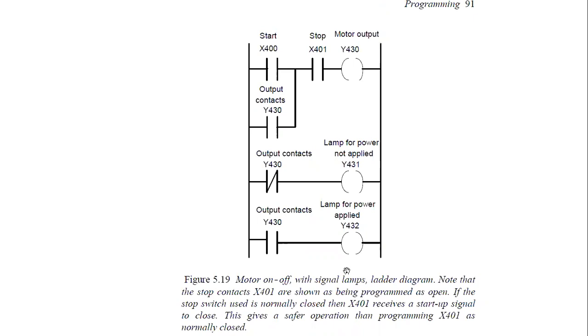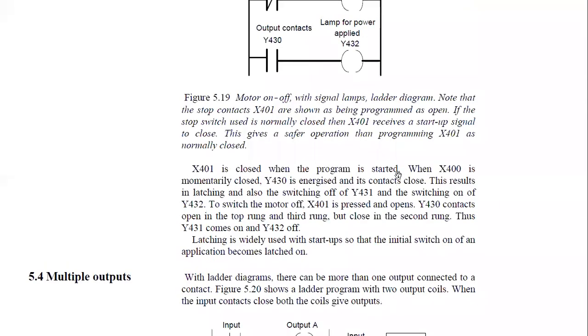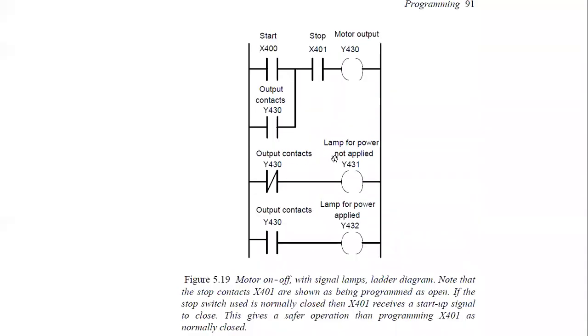So we have those inputs. They are marked X400, that is for the start. Then we have X41 for the stop. Then we have the motor output Y430. So this is the explanation here. For the X41, that is the input there. That is the first input in this ladder diagram. The X41, the stop button.